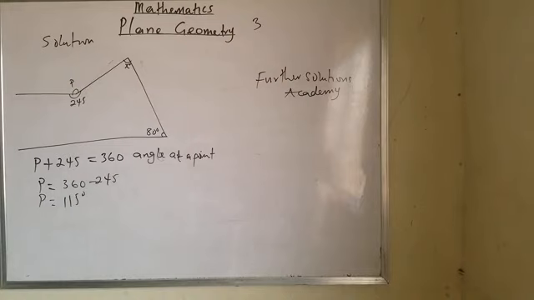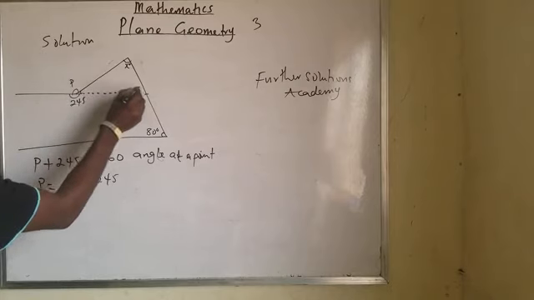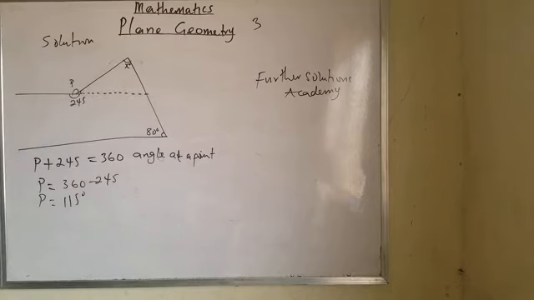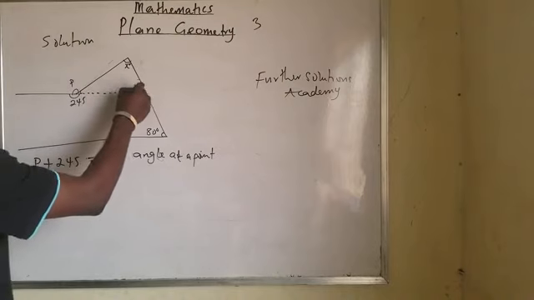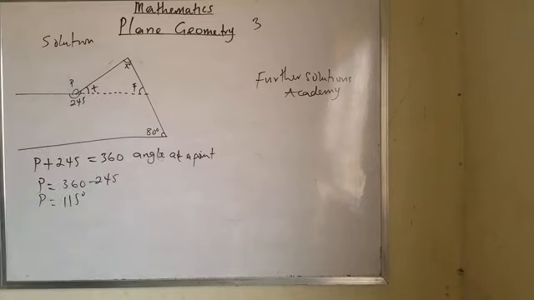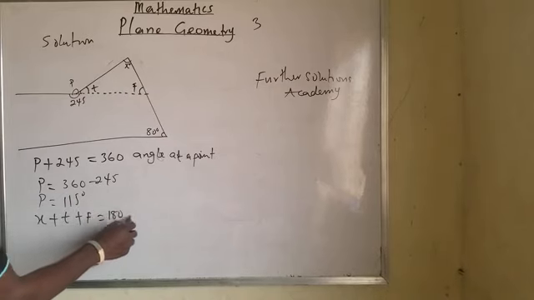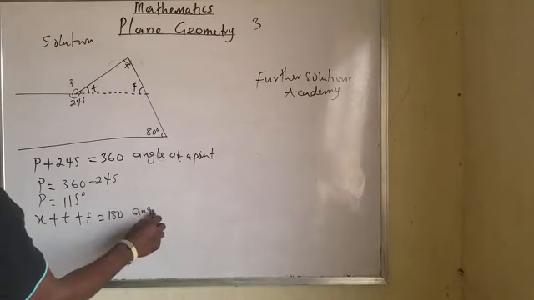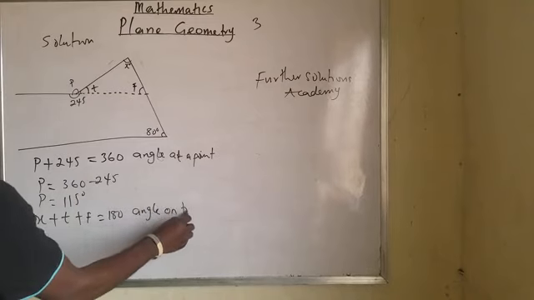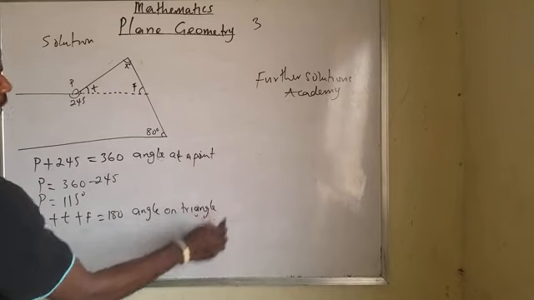Is there anything I can do again? I've gotten my P. Remaining is my X. If I were you, I can make the line like this. Now call this place F, and call this place C. Don't forget that X plus C plus F equals 180, sum of angles on a triangle.